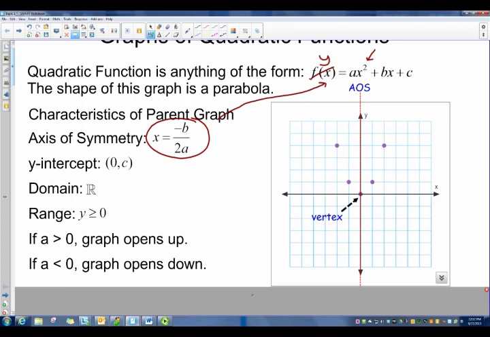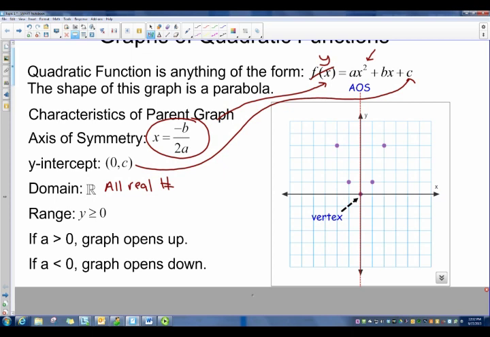Now the other one that you're going to need to know is the y-intercept, and the y-intercept is the point (0, c), and again c comes from this equation right up here in the first part. Now the domain for all quadratics, anything with a squared, is all real numbers, and that's what this symbol right here means. The range for the parent function is y is greater than or equal to 0. Okay? Remember, domain is your x, range is your y.